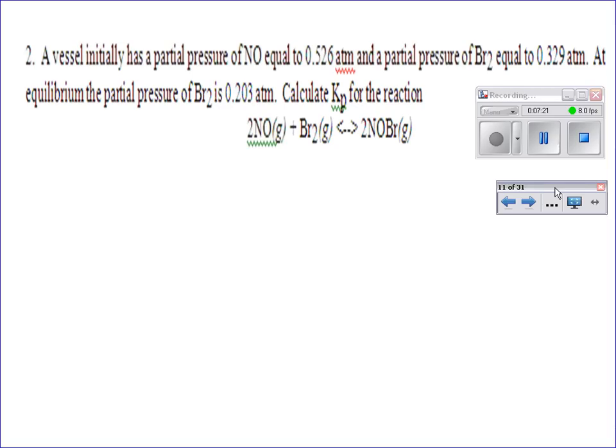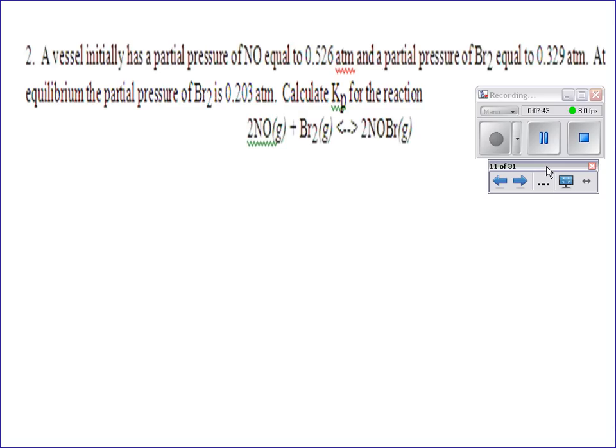This says, a vessel initially has a partial pressure of NO equal to 0.526 atm and a partial pressure of Br2 equal to 0.329. Those are initial. At equilibrium, the partial pressure is 0.203. Calculate Kp. Why do we need a RICE table? Well, I don't have all the equilibrium pressures. I only have one equilibrium pressure.